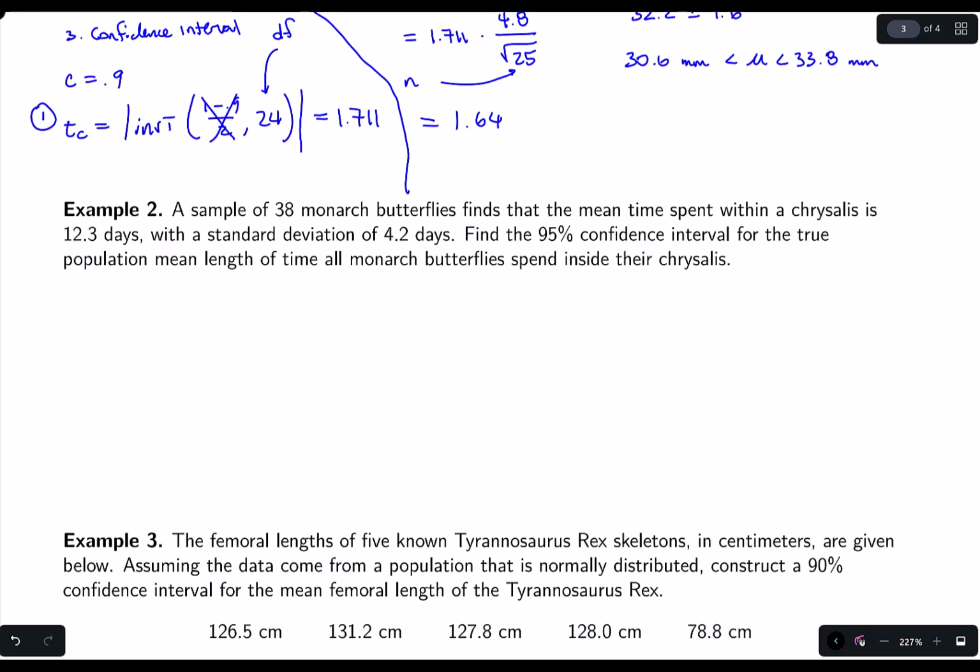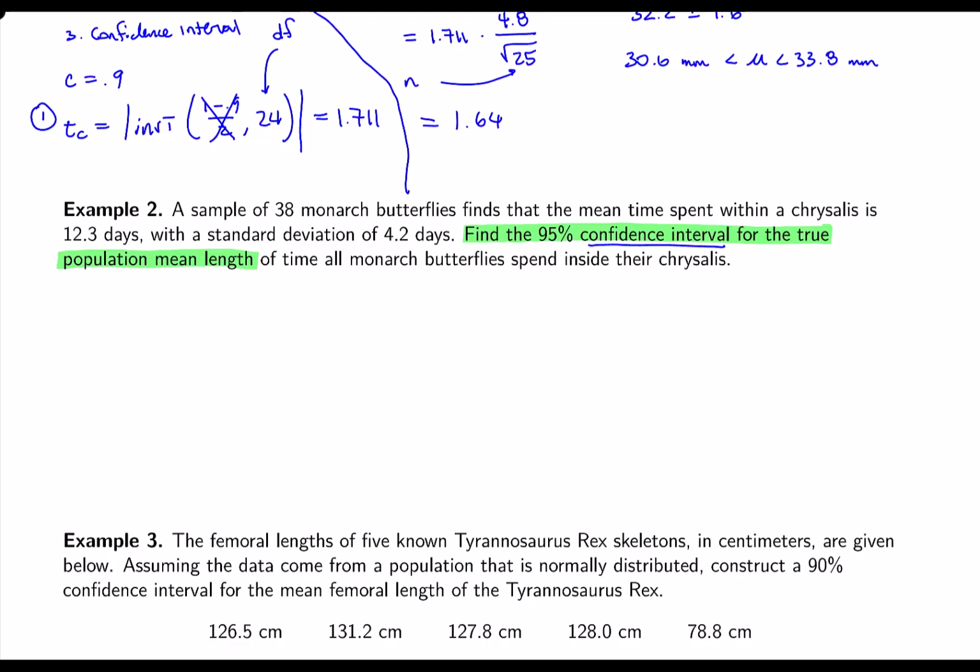Let's see the next example. A sample of 38 monarch butterflies finds that the mean time spent within a chrysalis is 12.3 days with a standard deviation of 4.2 days. Find the 95% confidence interval for the true population mean length of time that all monarch butterflies spend inside their chrysalis. Okay, so we're being asked to find a confidence interval, and in particular it's a confidence interval for the mean.